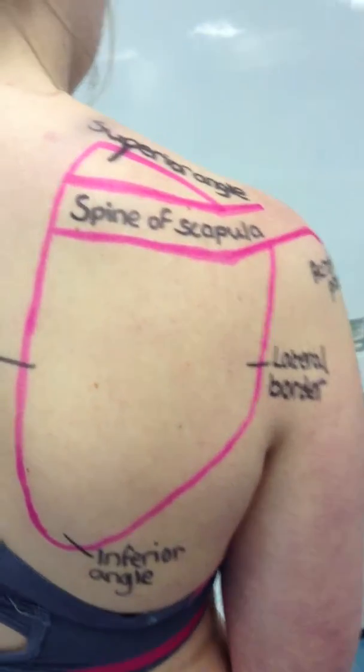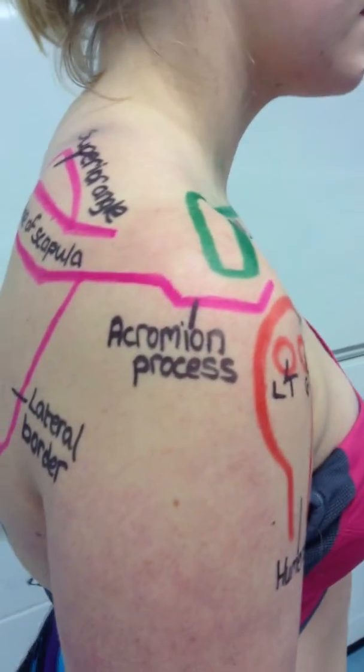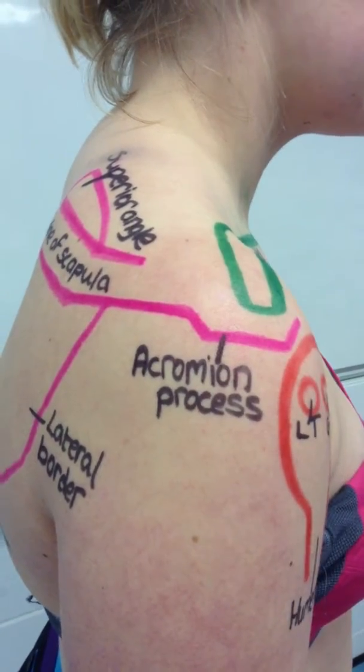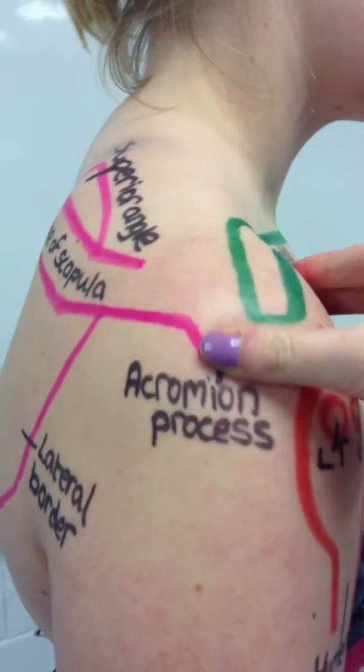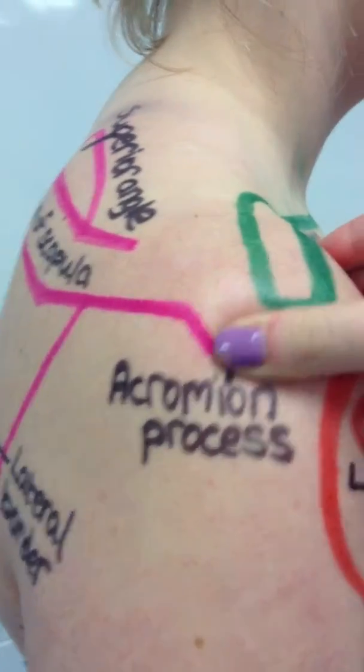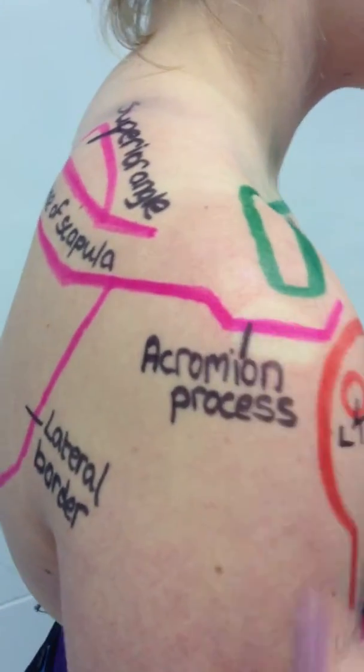Next, we're going to talk about the acromion process, so if I could get you to turn around slightly. The acromion process is the lateral aspect of the spine of scapula and is located at the top of the shoulder. We can palpate the acromion process as we will feel an indent and a ridge as we palpate.